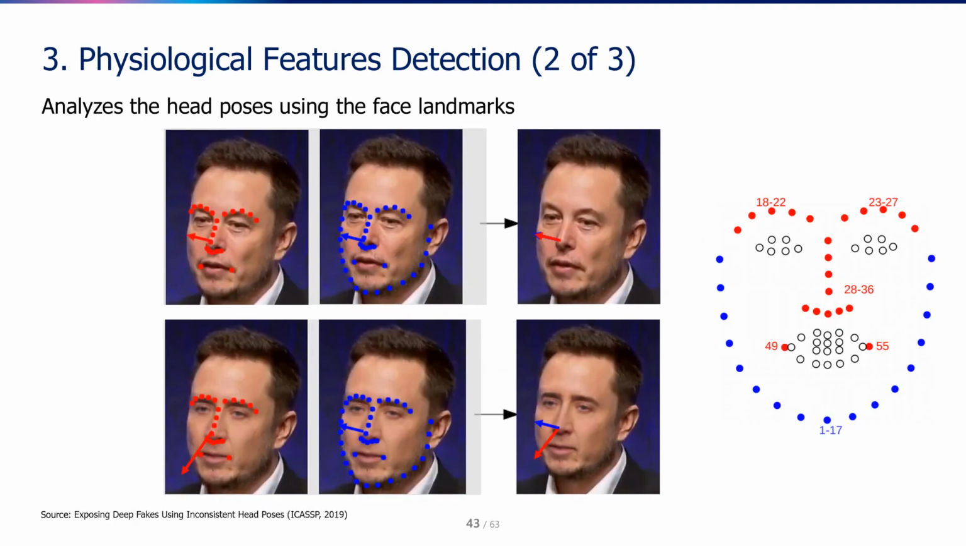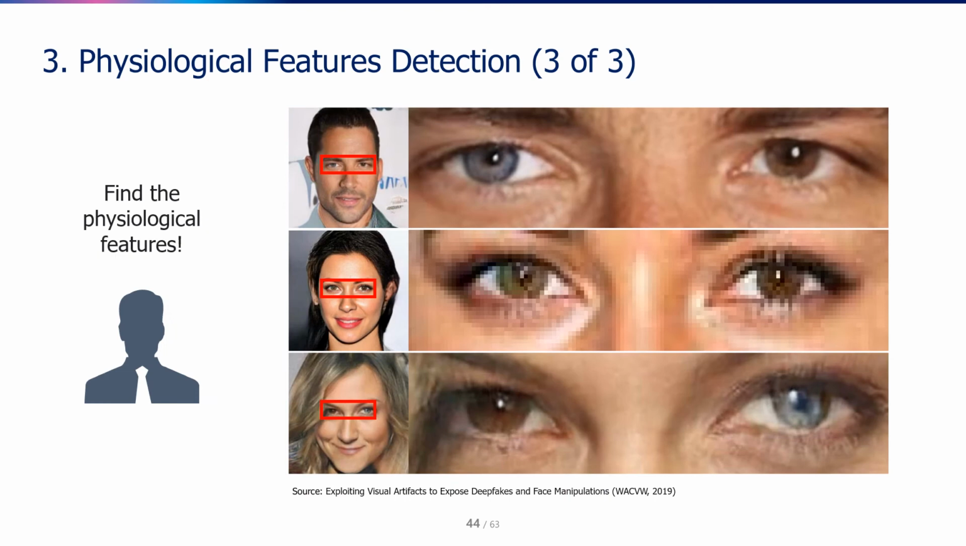Another method is analyzing the facial landmarks to see whether the direction of the head pose and facial features align together. So we take a close look at the vectors of the red and blue and check the alignment. Lastly, I brought 3 examples of fake images here. Can you spot the hint? If you take a close look at the eye color, you can see how they're different. It is quite uncommon in reality to see different eye color for each eye, so we can use this characteristic for detecting fake images.